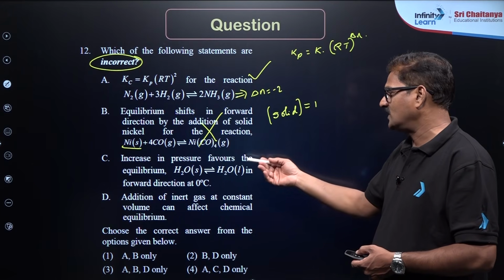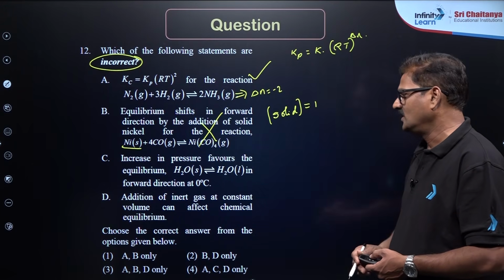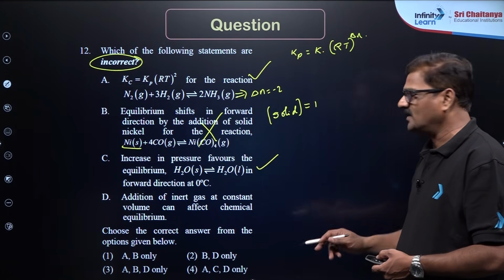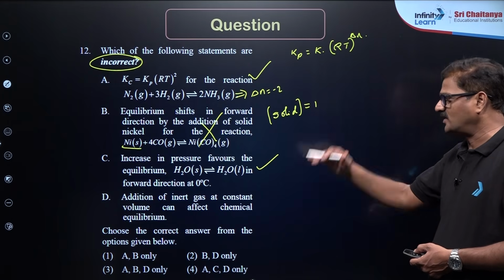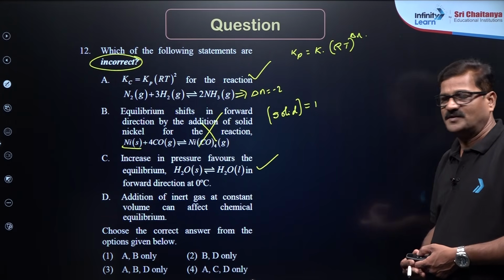Increase in the pressure favors the equilibrium of melting of ice, and it is phenomenal. Delta n value is going to be increased here. Entropy is increased. So when the pressure is increased, the reaction favors the forward direction.